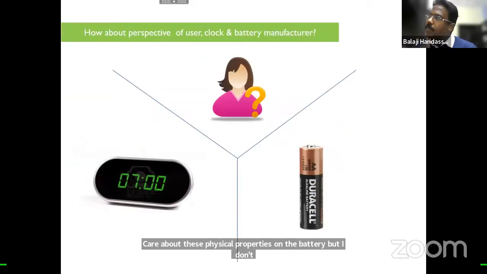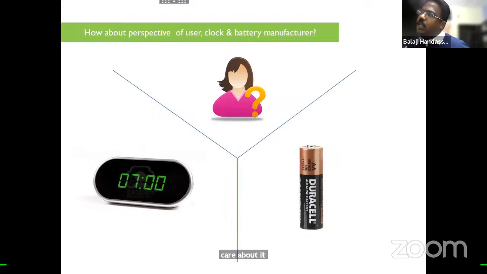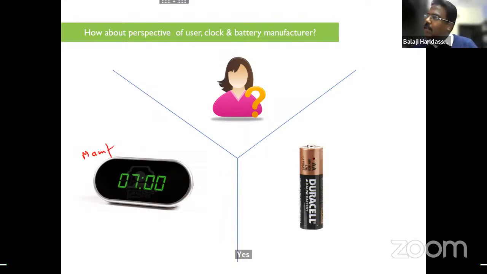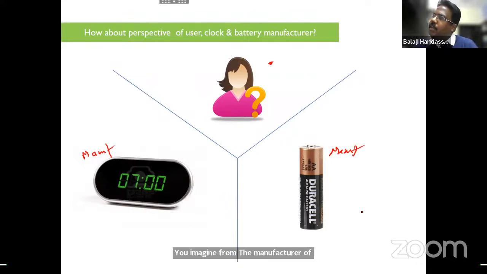Can you see these 3 people? What are the relations between all these 3? Imagine the manufacturer of the clock, the manufacturer of the battery, and the person who is going to use this. Can you understand the relationship between them? Can you tell me what is the beauty of this design?